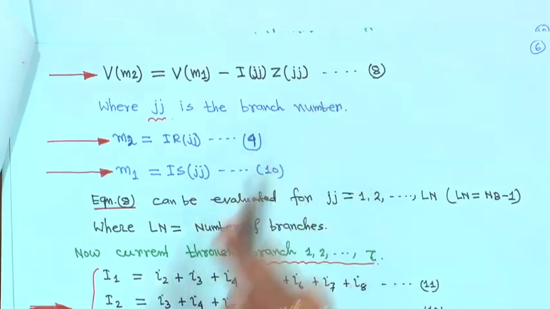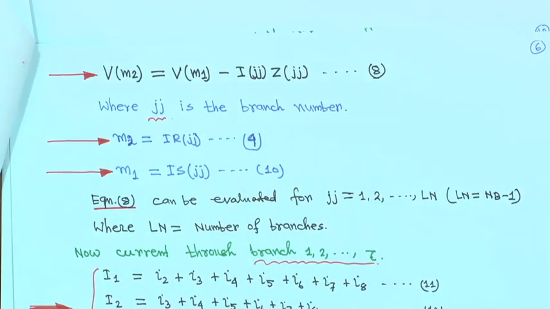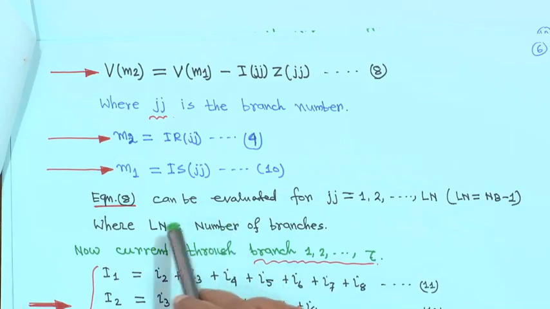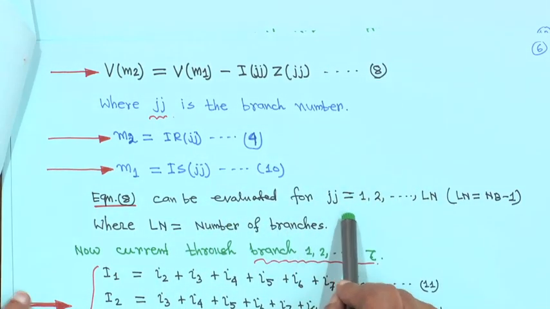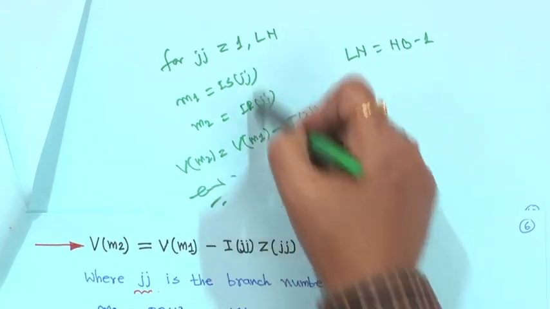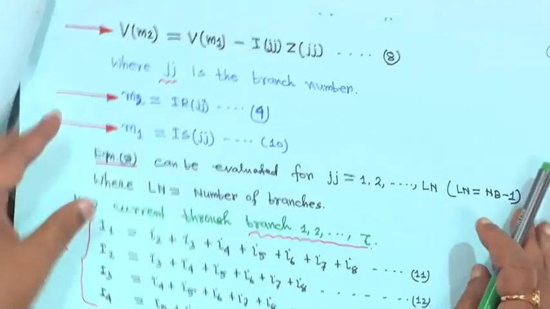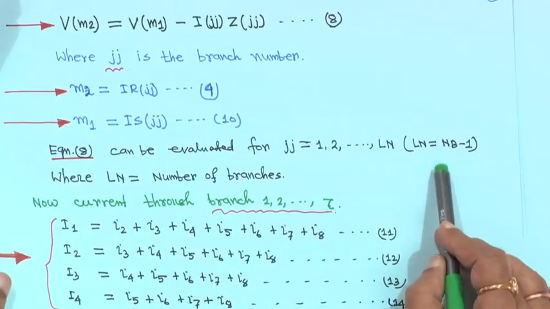I told you how to write the coding part, where M2 is equal to IRjj, M1 is equal to ISjj. Therefore, equation 8 can be evaluated for Jj is equal to 1 to Ln. I just told you, for Jj is equal to 1 to Ln, where Ln is equal to the number of branches, that is Ln is equal to, here I have written, Nb minus 1.